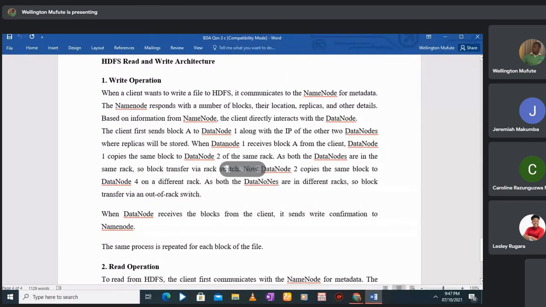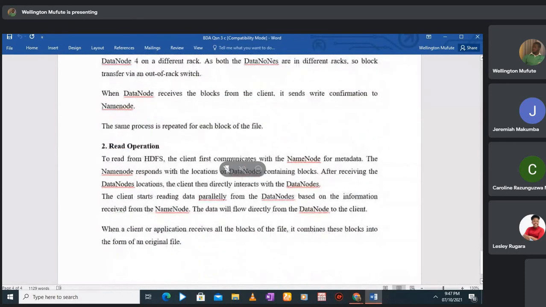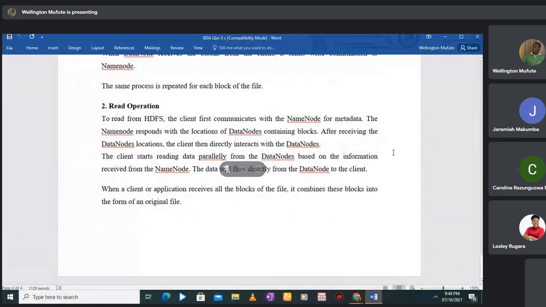And as for the read operation, to read from HDFS, the client first communicates with the name node for metadata, and the name node responds with the locations. The client then directly interacts with the data nodes. The client starts reading the data in parallel from the data nodes based on the information received from the name node, and the data will flow directly from the data node to the client.